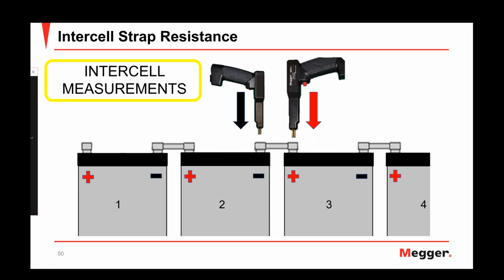And we can see that the black probe is on the negative post of cell number 2, and that the red lead is on the positive post of cell number 3 for that measurement.